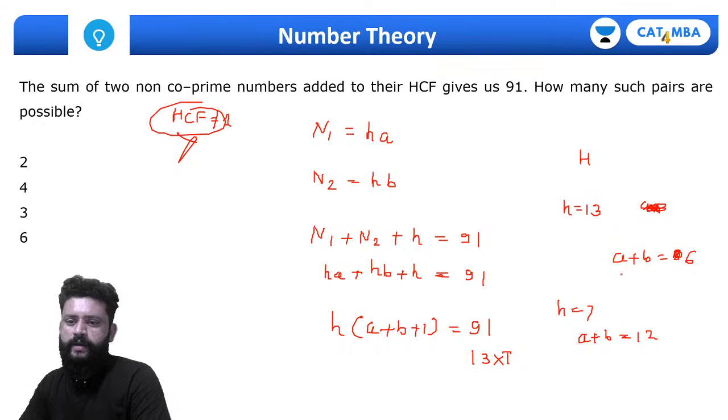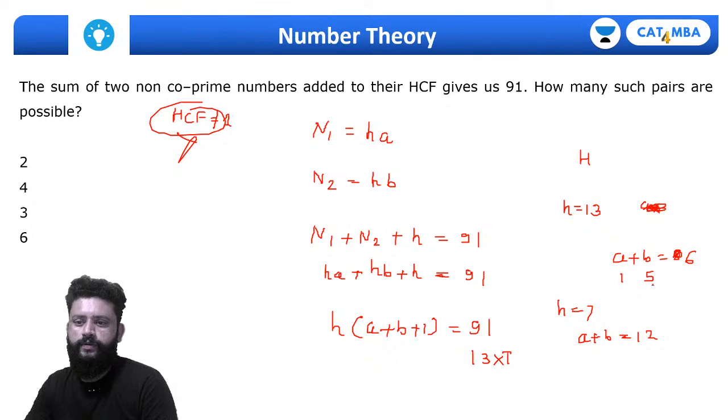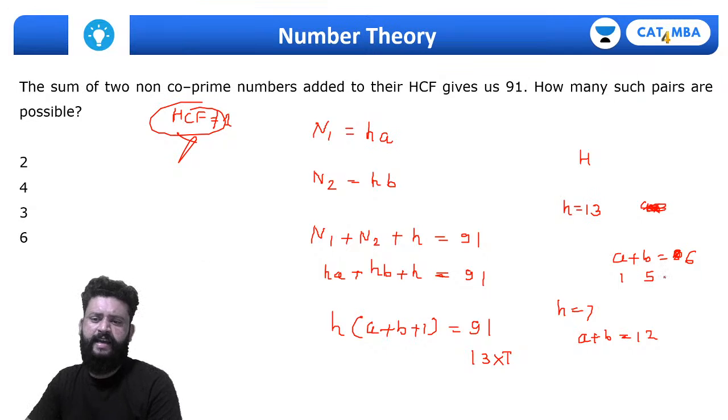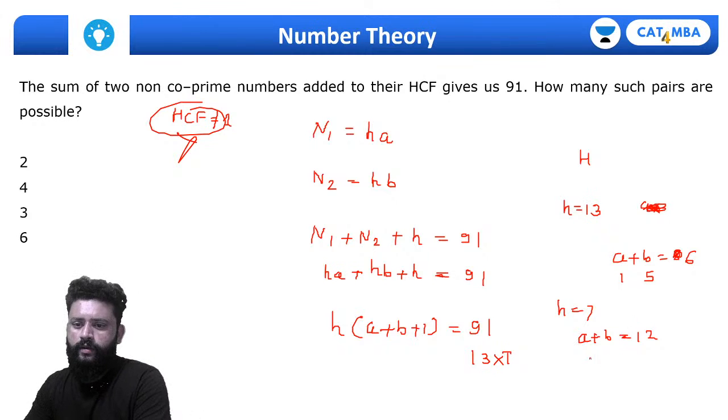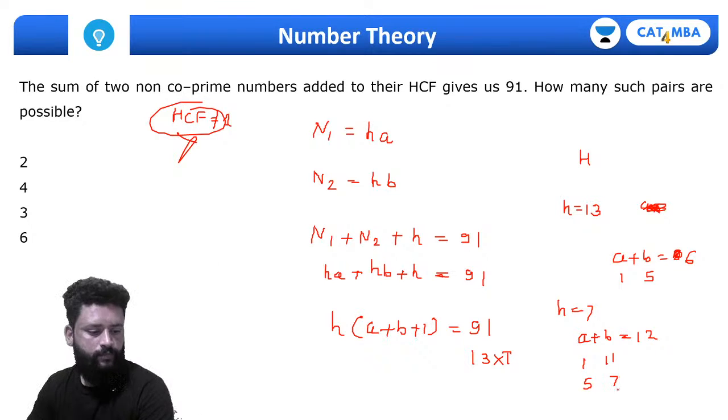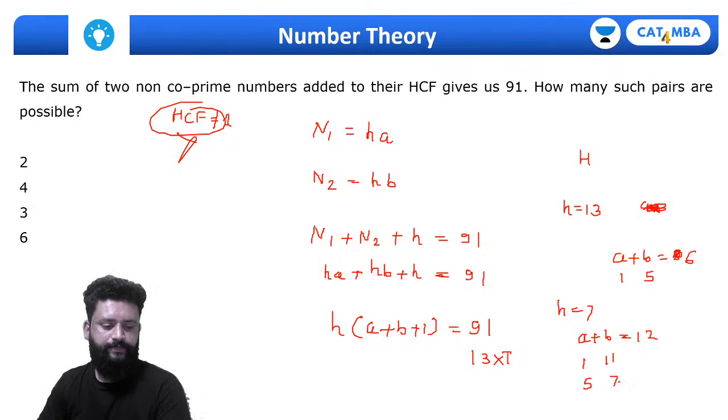So here we need co-prime numbers, so I can take 1 and 5. 2 4 will not work, 3 3 will also not work, 1 and 5, there is only one possibility, right Krishna? It is addition, and this must be 1 11, then 2 10 will not work, 3 9 will not work, 4 8 will not work, 5 7 will work for us, 6 6 will not work. So what is the answer? Is it 4 or 3?